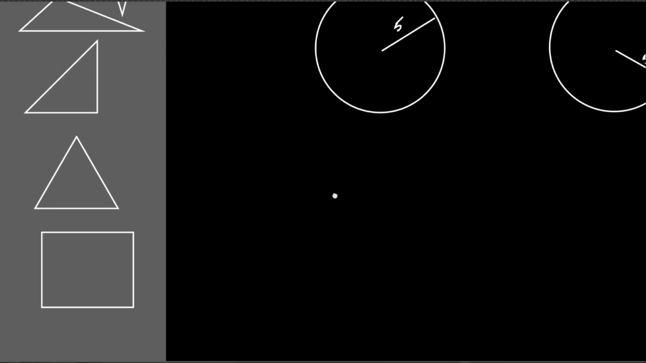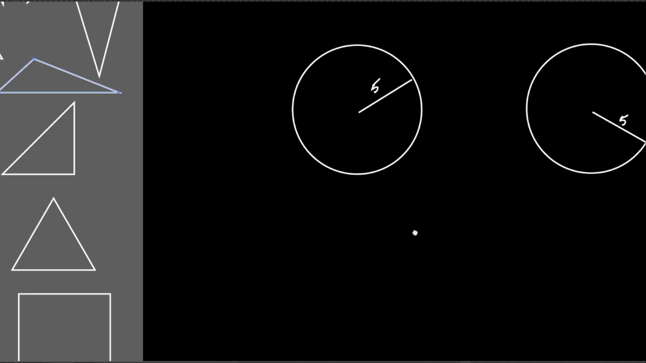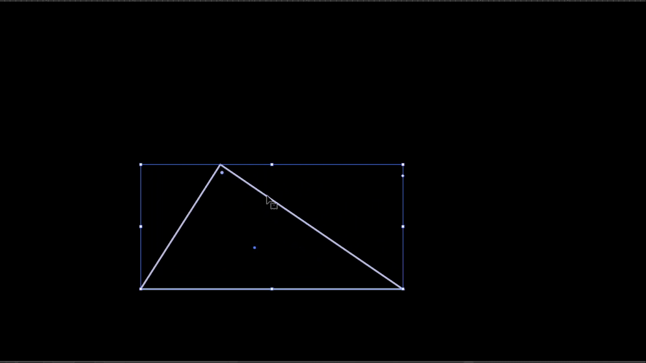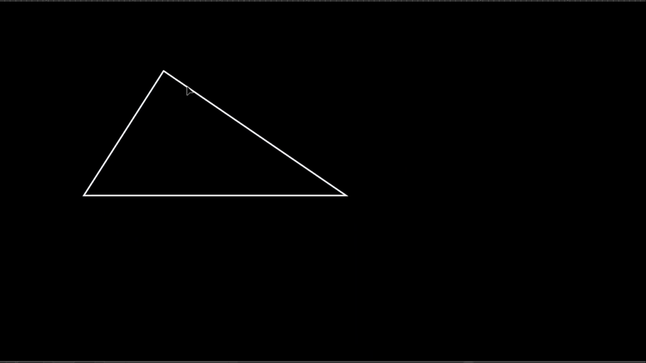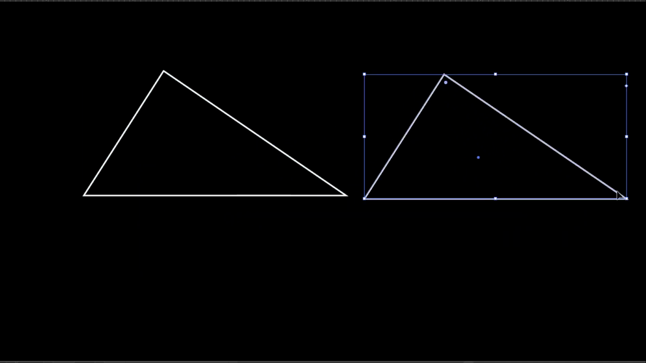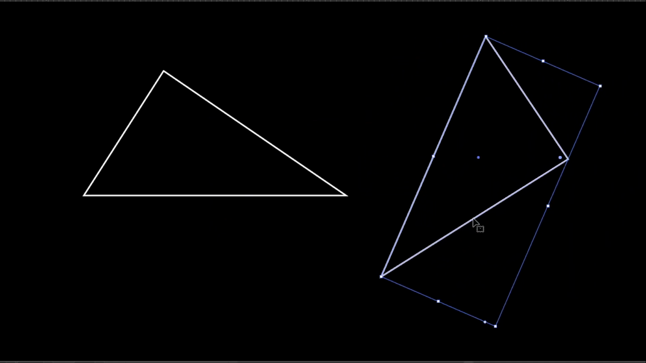Let's do one. Let's see. I got some triangles here. Let's take one of these triangles and then put it right here. Let's just make it a little bit bigger so we can see it a little bit better. All right. And what if I copied and pasted this one? But I'm going to do something a little bit different. I'm going to take it and just, there it is. What if I rotate it around like this?